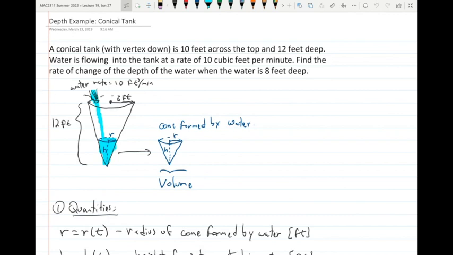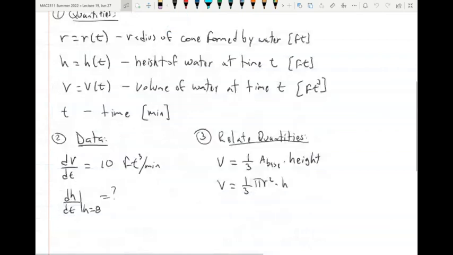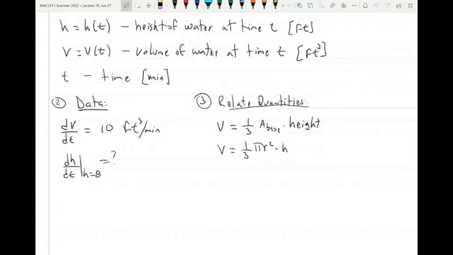Can we express R in terms of volume and height? Like solving for R using the volume parameter? But do you know the volume? You don't know the volume. You know the dV/dt, but you don't know V. If you knew V, then yes, you could do that. But you don't know V.